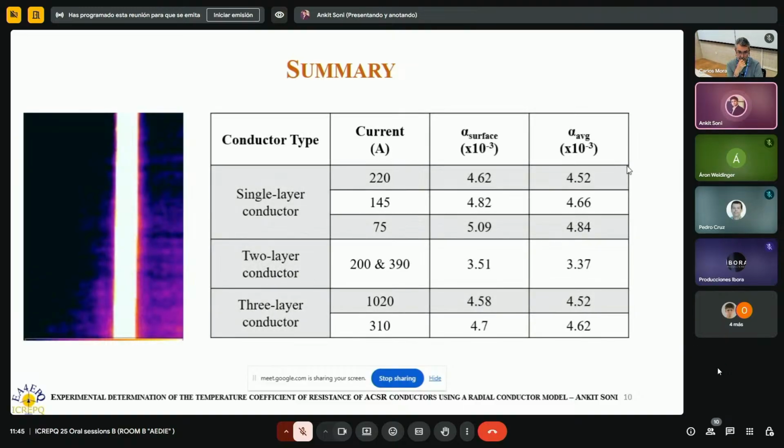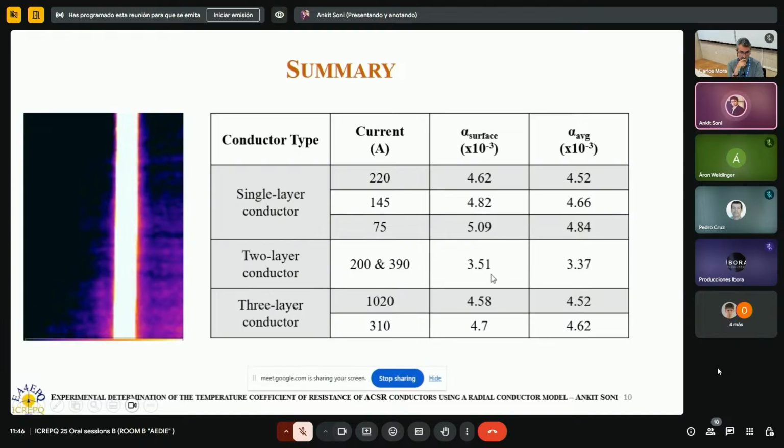So this is the summary. For the single layer conductor, at different levels of current, the thermal coefficient of resistance was different, starting from 4.62 to 5.09, and the corresponding alpha average is always lower than the experimental values. For the single layer and three layer conductors, we can see the changes of alpha with different levels of current. But for the two layer conductor, it is always the same at different current levels.